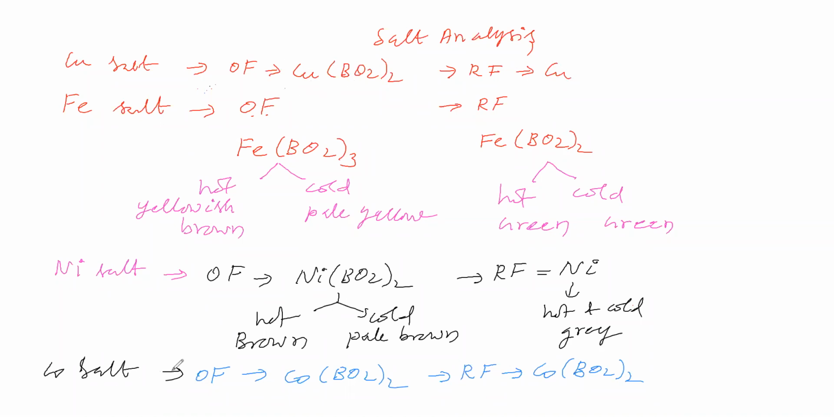But cobalt, how it shows in the oxidizing flame and in the reducing flame, it is existing in the same manner. Here cobalt 2 metaborate, here also cobalt 2 metaborate. Like this it is existing.